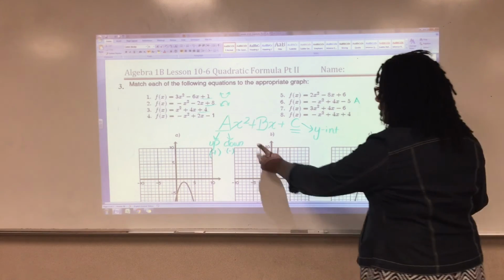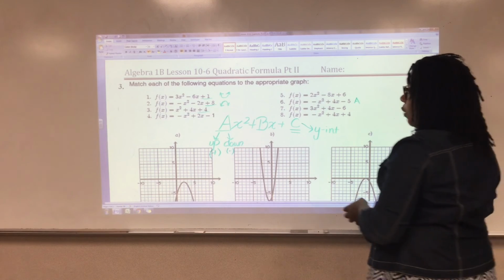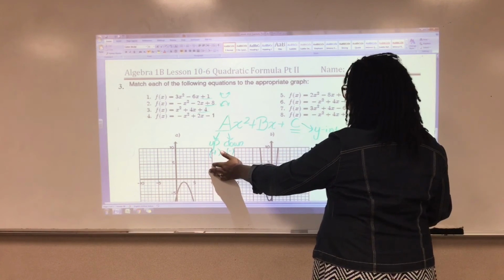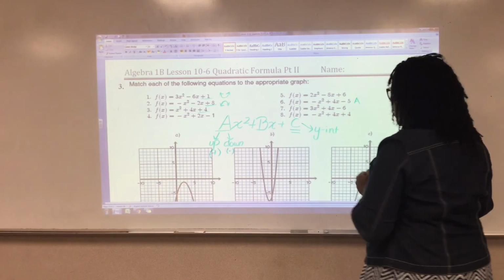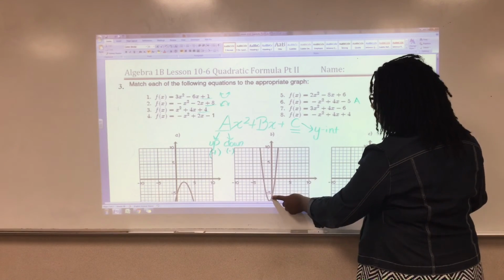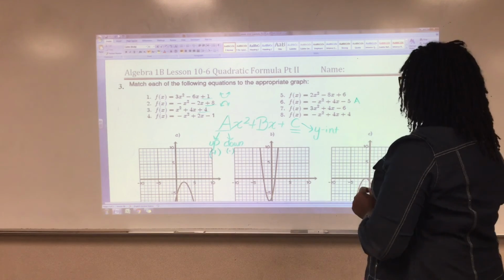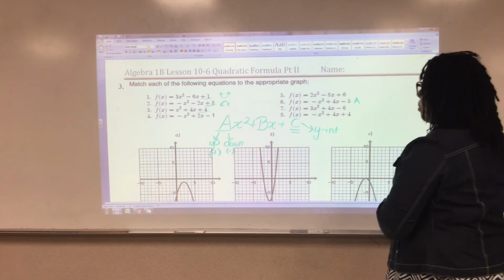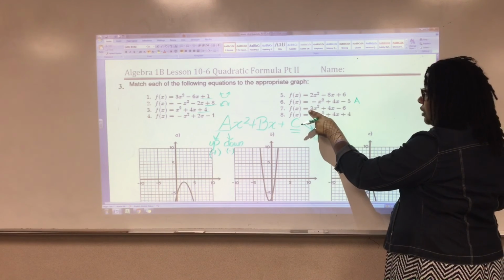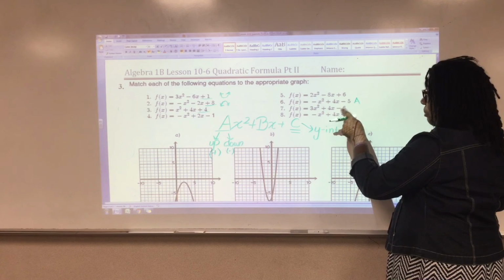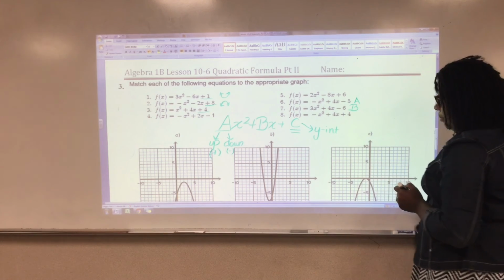Looking at B, I see that this graph opens up. My only options for graphs opening up are ones where A is positive. So that's only 1, 3, 5, and 7. But I also see that it crosses through -6, which means my y-intercept is -6. So looking at my ending numbers, I only have one option that has A be a positive value and has a y-intercept at -6. So that would be 7.